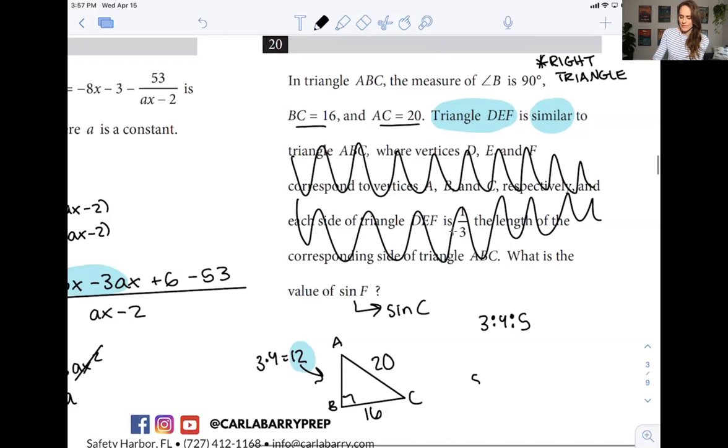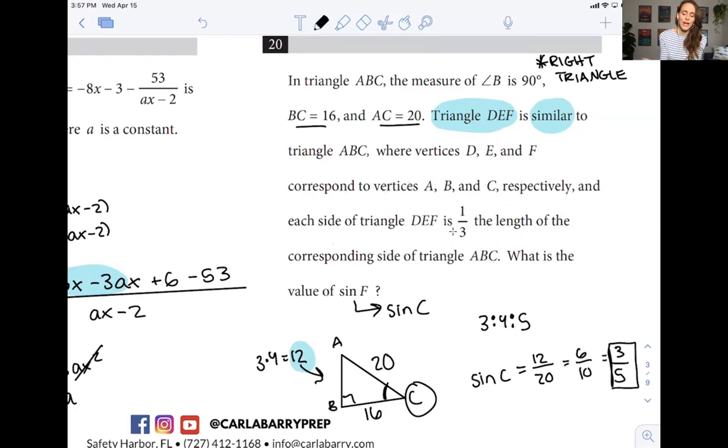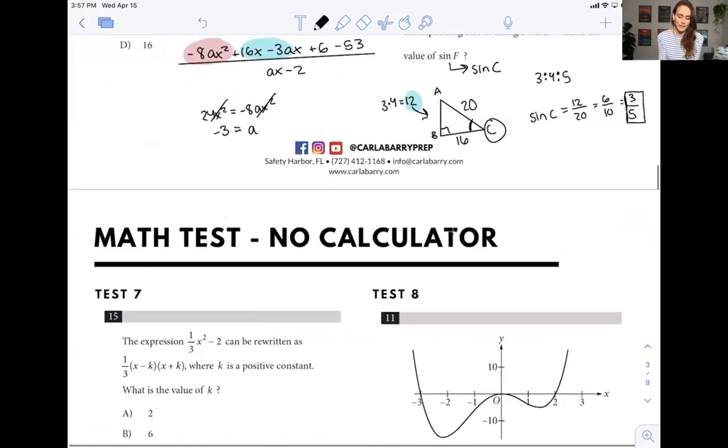So now I know that sine of C, so this angle, right, looking at C, is just going to be the opposite over the hypotenuse, or 12 over 20. So that's going to be 6 over 10, or 3 over 5. And that is my final answer. And I didn't have to spend the time to figure out what is 1/3 of those lengths. I could just use triangle ABC and be done with it.